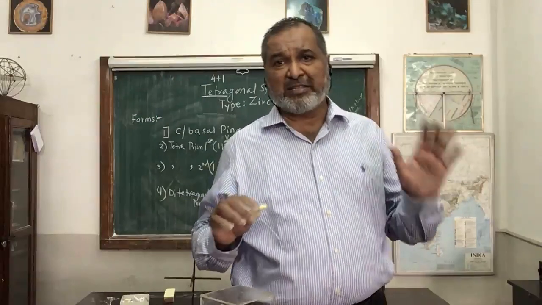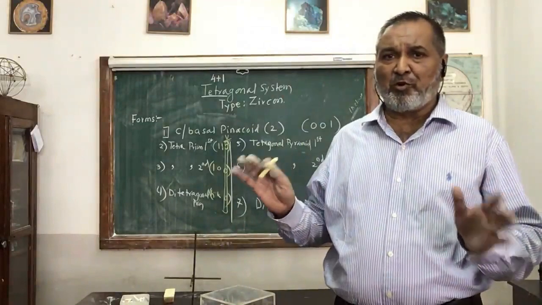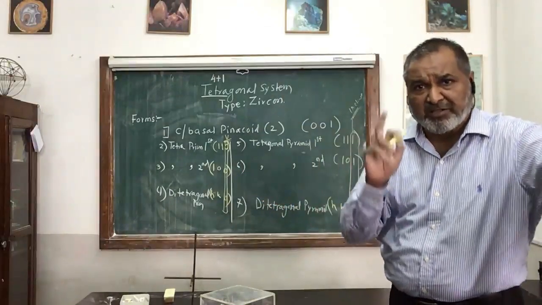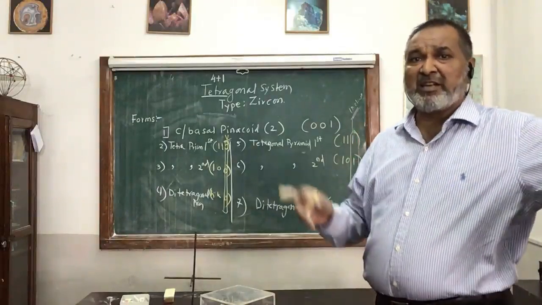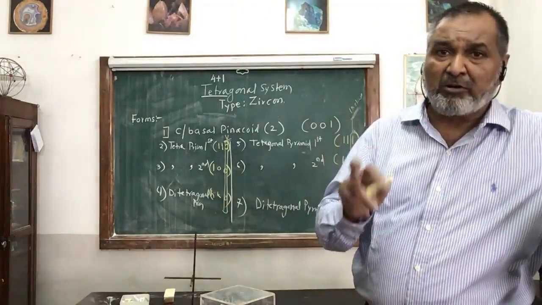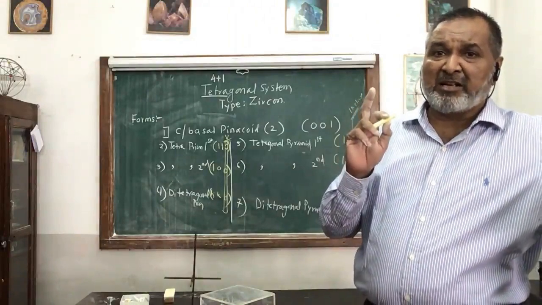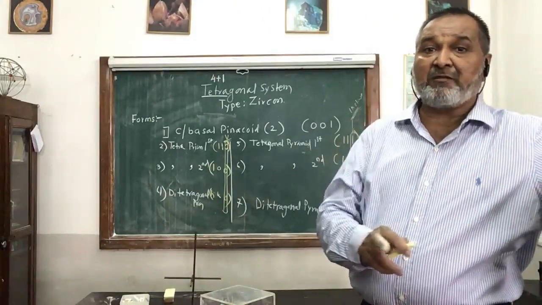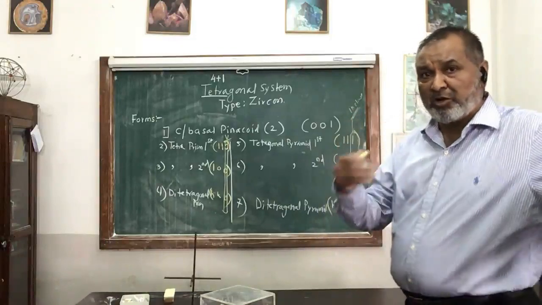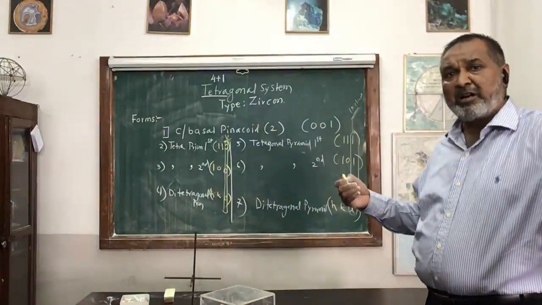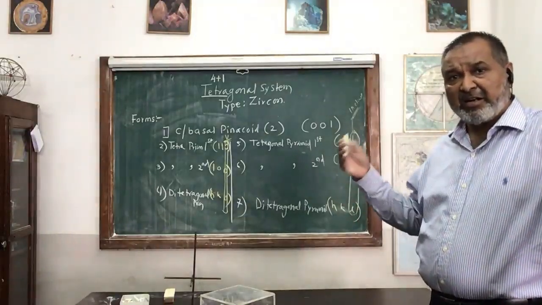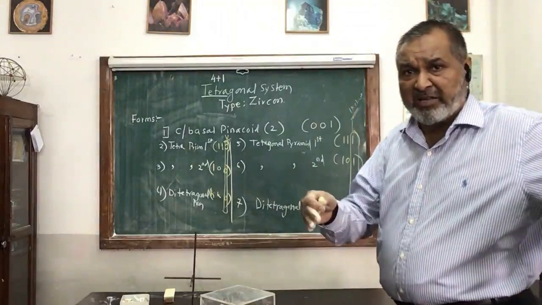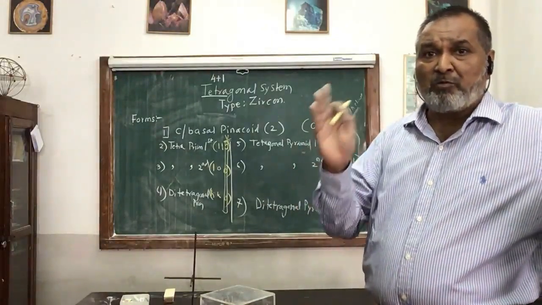So the pinacoid is there, 0, 0, 1. Then we have prism first order 1, 1, 0. Then we have prism second order 1, 0, 0. Then we have the ditetragonal prism, that is HK0. They are cutting at unequal length A1 and A2: H at a shorter distance, K at an intermediate distance. Whereas in the tetragonal pyramid first order, all the 3 axes are going to cut the face at equal length, 1, 1, 1.